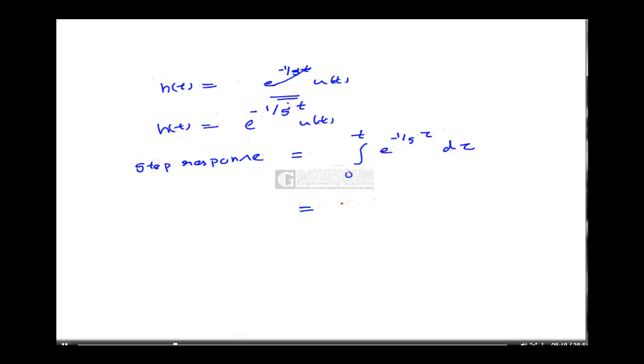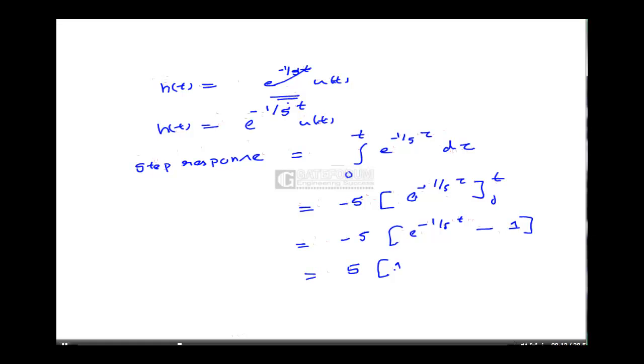I will get minus 5 e to the power minus 1 by 5 tau from 0 to t. Substituting, I will get minus 5 e to the power minus 1 by 5 t minus 1. So the answer is 5 times of 1 minus e to the power minus 1 by 5 t. This is the step response for the given magnitude response of a linear time invariant system.